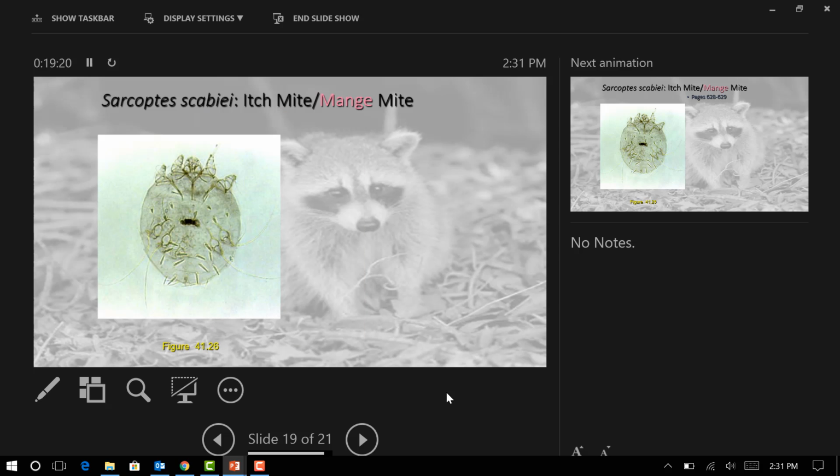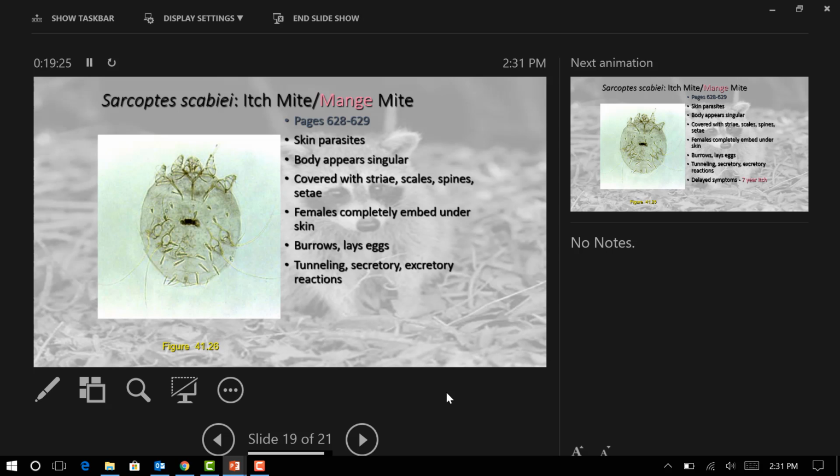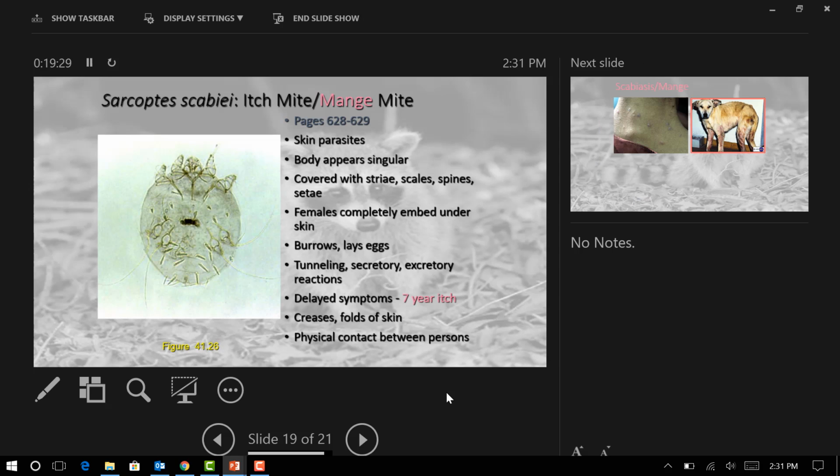Sarcoptes scabiei, the itch mite. This is probably one of the most common mites to have as humans. And it is fairly common in dogs. In dogs, it can very quickly become a very heavy infestation and can very quickly become fatal to the dogs.